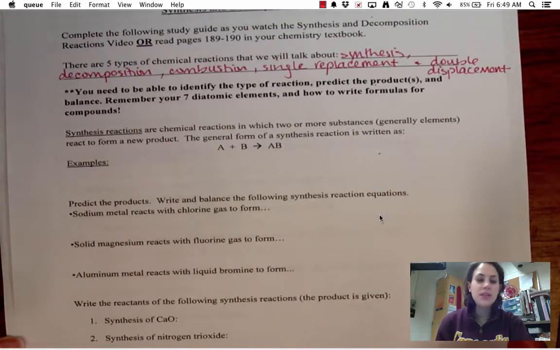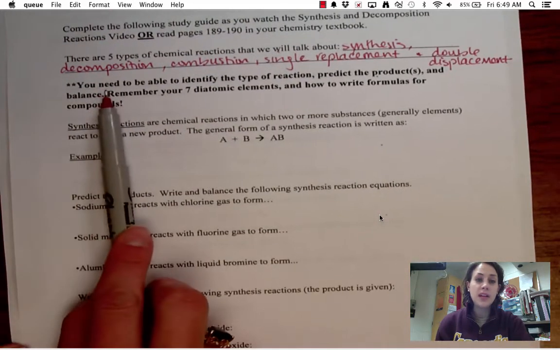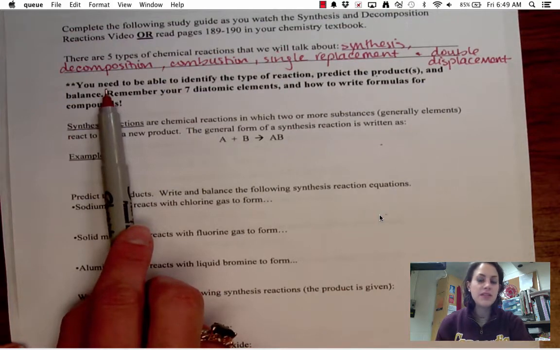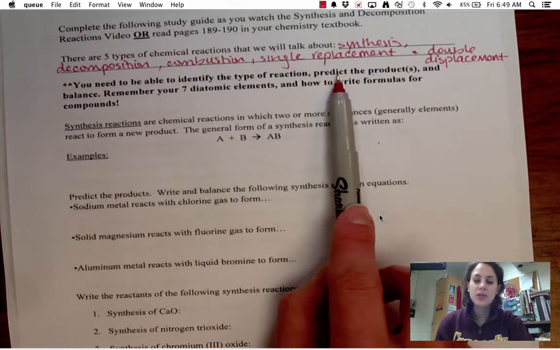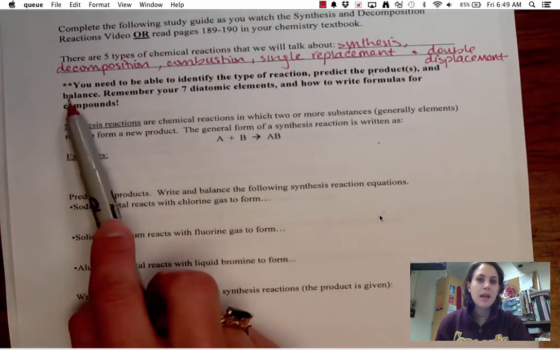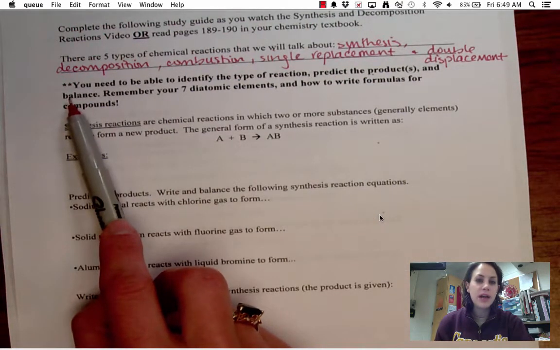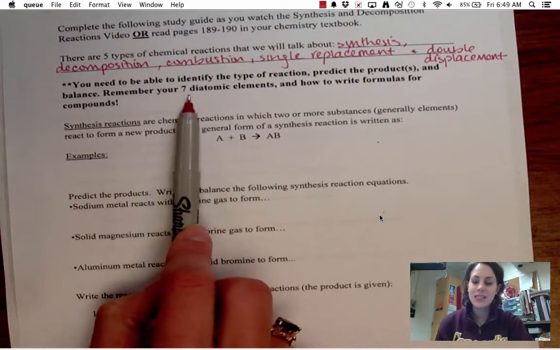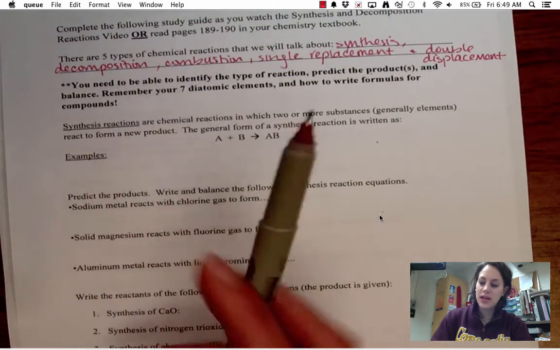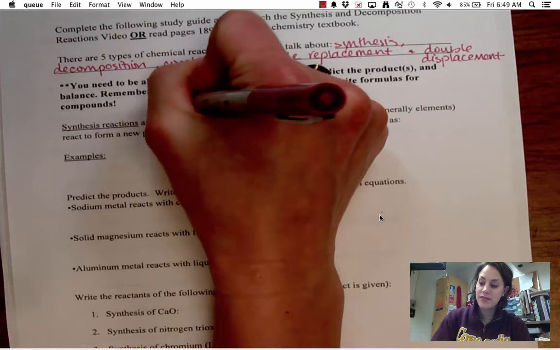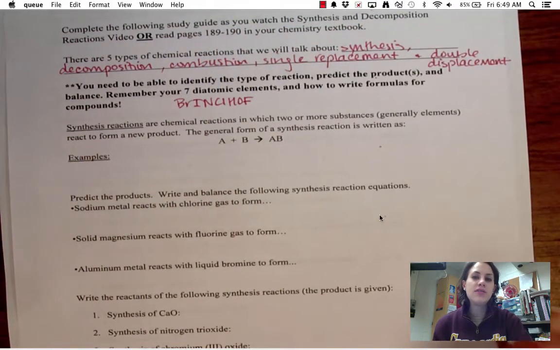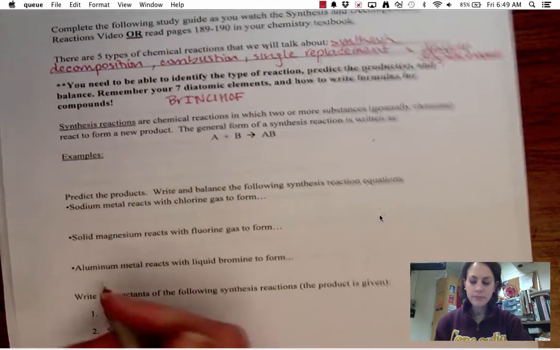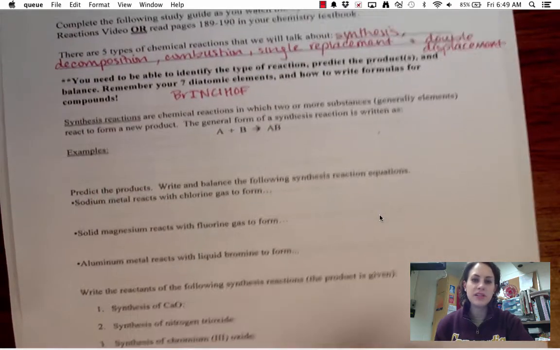What you will need to be able to do with all of these 5 types is to be able to identify the type of reaction, predict the products, and of course, balance the equation. Every time we write a reaction, we need to remember our 7 diatomic elements, which we know as Brinkelhoff, and how to write formulas for compounds. So let's get started with synthesis reactions.